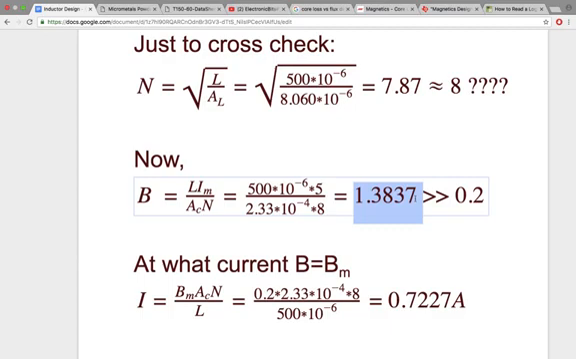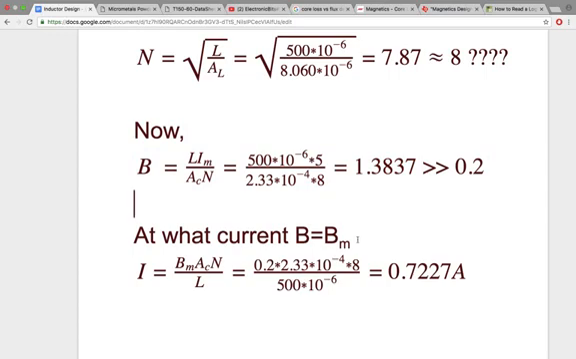At what current will B become Bm? You just do the same thing again, where you replace B by Bm and find I. You will see that you wanted to design for 5 ampere, but you will reach 0.2 flux density at only 0.7227 ampere. If you don't do the cross check and just do windings and check the inductance, you will see that 500 microhenry is coming. I'm very happy, now the inductor is done.